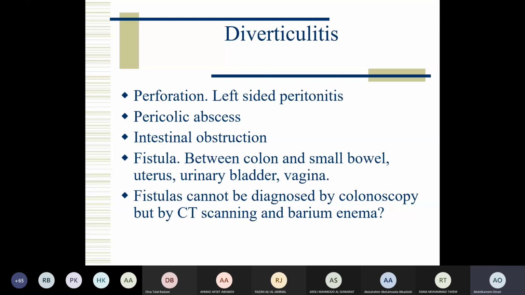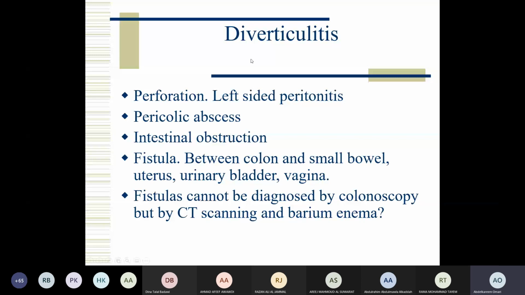In surgical terms we call it left-sided appendicitis. But if it perforates, then it becomes just like appendicitis, with left-sided peritonitis. It may cause a pericolic abscess, or intestinal obstruction in long-standing neglected cases. There may be a fistula between the colon and the small bowel, or the uterus, or the urinary bladder, the surrounding area. It may penetrate and become a fistula.